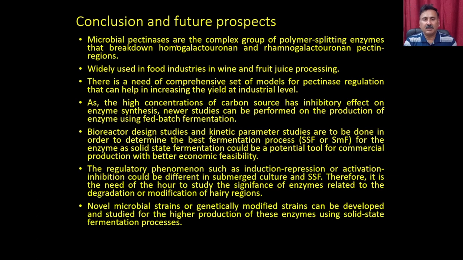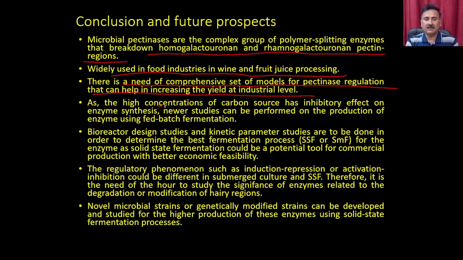So microbial pectinases are a complex group of polymer splitting enzymes that break down the homogalacturonan and pectin regions, widely used in the food industry, in wine and fruit juice processing. There is a need for a comprehensive set of models for pectinase regulation that can help in increasing the yield at the industrial level. As the concentration of the carbon source has an inhibitory effect on the enzyme synthesis, newer studies can be performed on the production of enzyme using feedback fermentations.